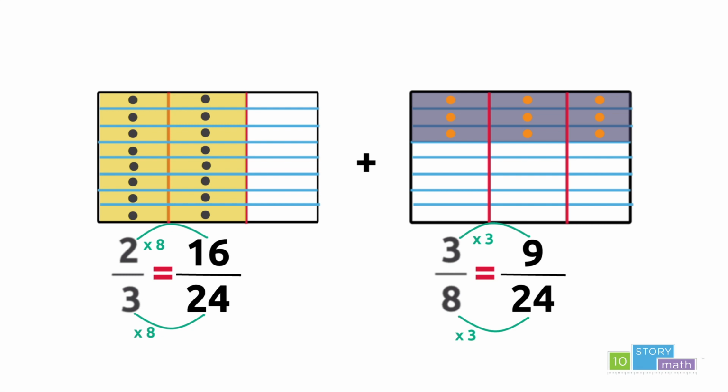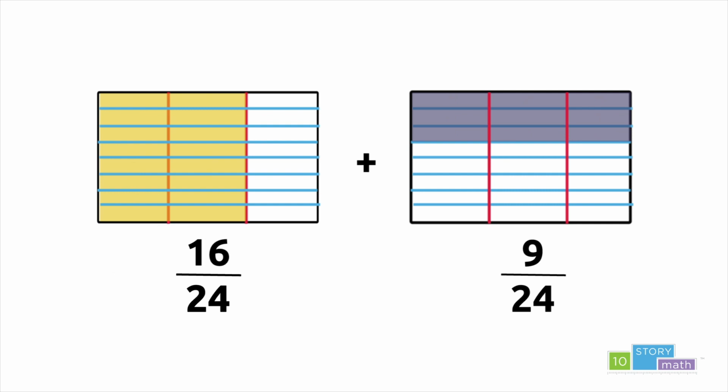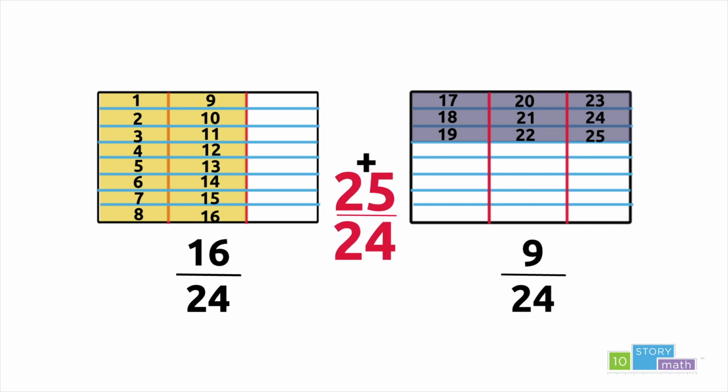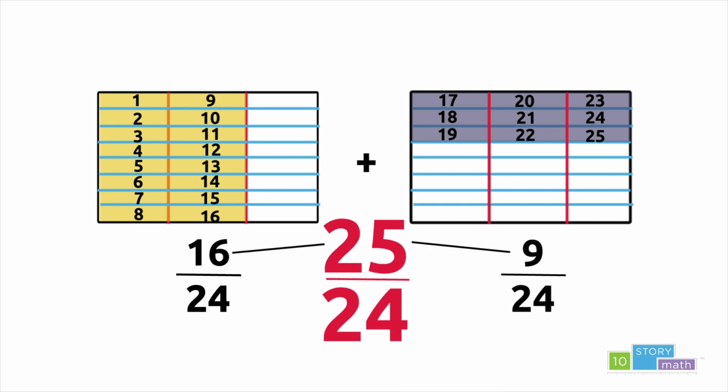Now that we have common denominators, we can go ahead and add 2/3 and 3/8, or 16/24 and 9/24. Remember, each of the parts in the model represents 1/24 of the whole. We can simply count up the number of 24ths that are shaded. 1, 2, 3, and so on up to 25. 25 24ths. Of course, we could have just added 16 plus 9, which equals 25.